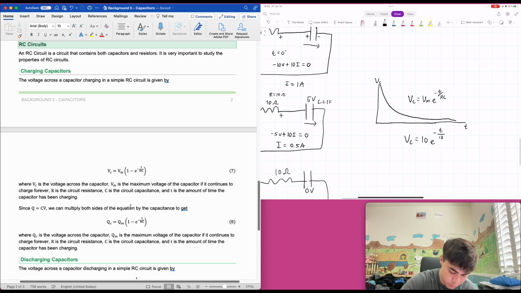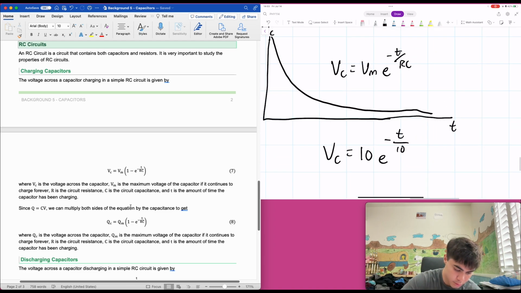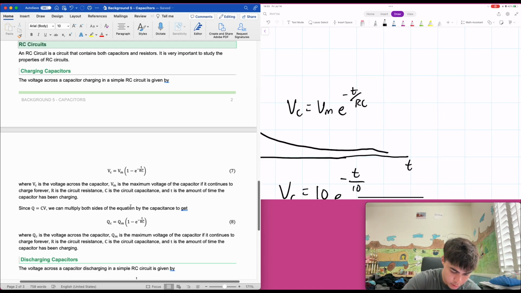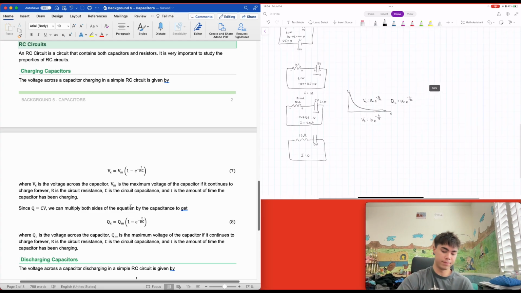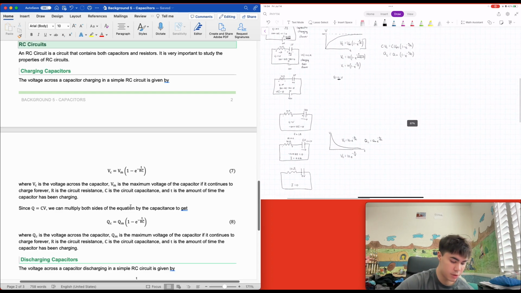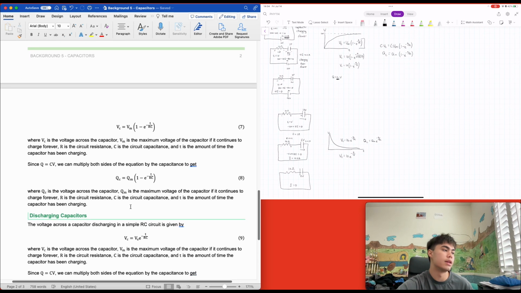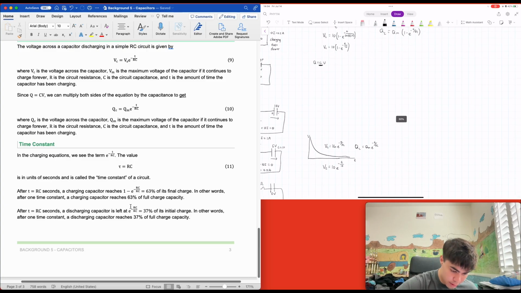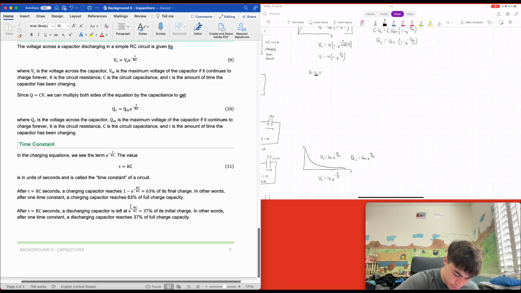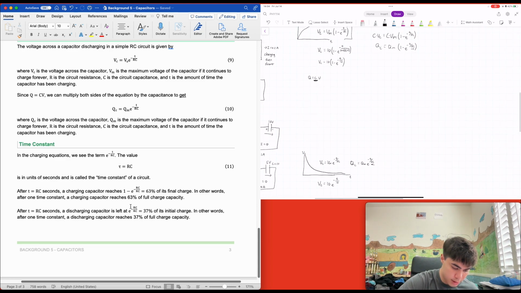And same for a discharging circuit, we would end up with the charge of the capacitor is equal to the maximum charge times e to the negative t over RC. So that's our charging and discharging cycles. That's the way it works. Now this term RC is quite important. We call that the time constant.